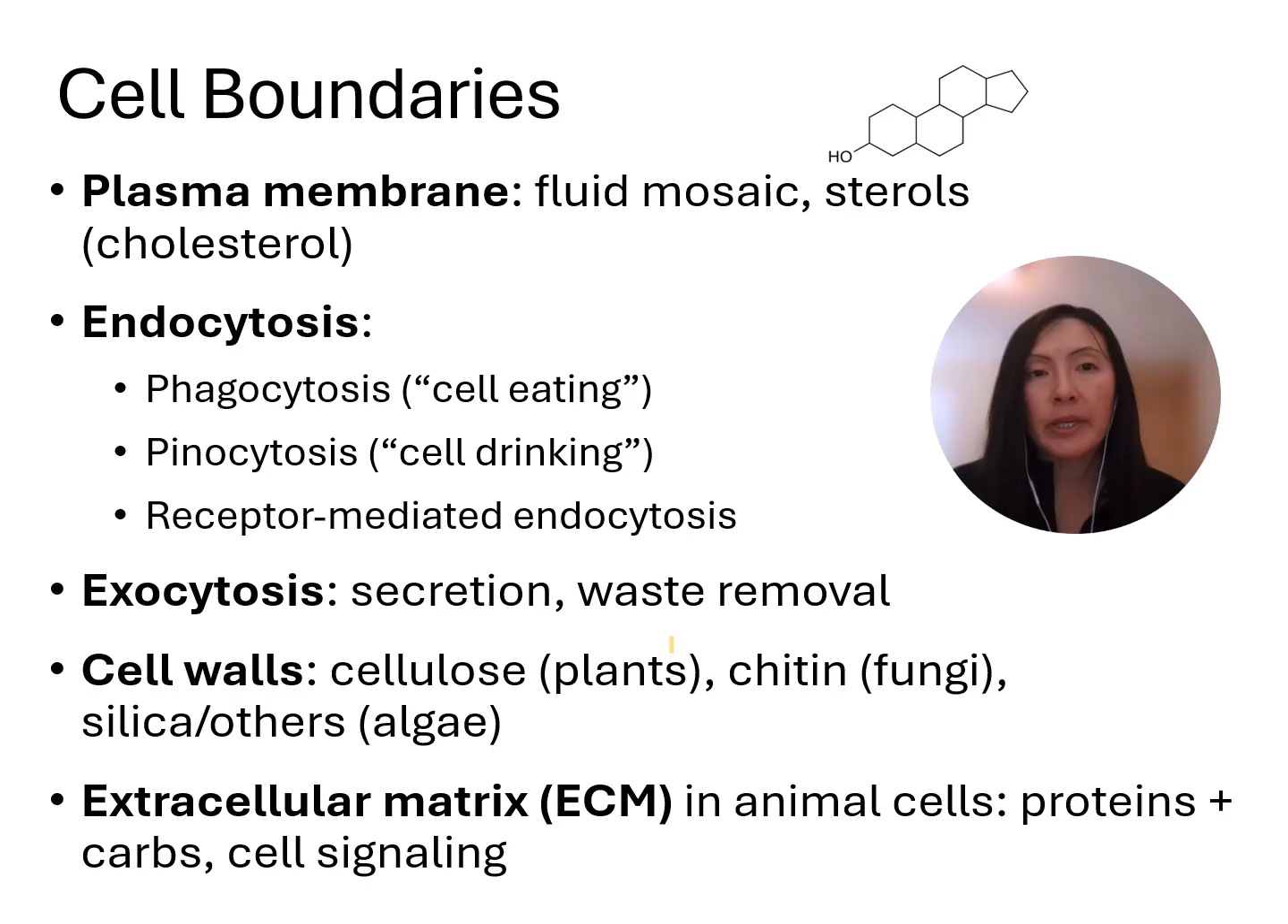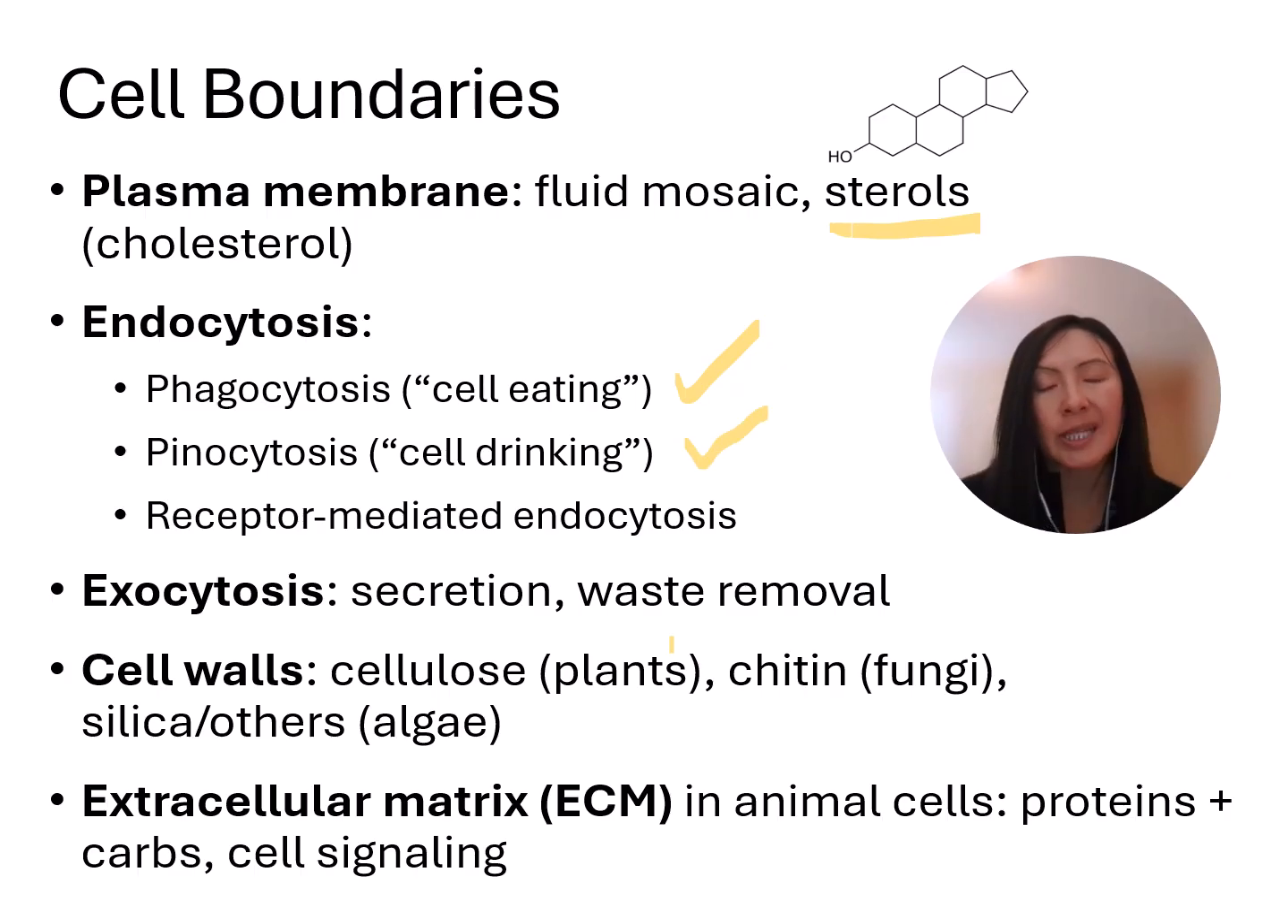The plasma membrane of eukaryotes also follows that fluid mosaic model, but some differences include that the membrane of eukaryotes can contain sterols like cholesterol, and this is for stability of the cell membrane. Eukaryotes can also easily bring in material through endocytosis, and this can be through phagocytosis, which is when you're bringing in large molecules, cell eating.